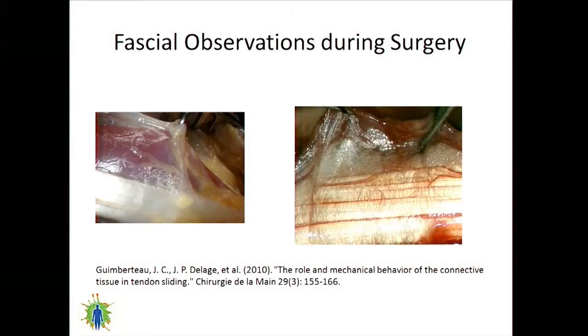Some of the fascial observations during surgery by Jean-Claude Guimberteau: you can see the nice little tendrils of fascia going up. Here is a muscle. Here's a tendon, and you can see the fascia surrounding it. Now, tendons aren't just ropes in a tube, but the tendon sheath is actually connected to the tendon with special structures that allow it to stretch so that the connection can stay there, but it can stretch back and forth, kind of like the gasoline pump and the rope on the gasoline pump.